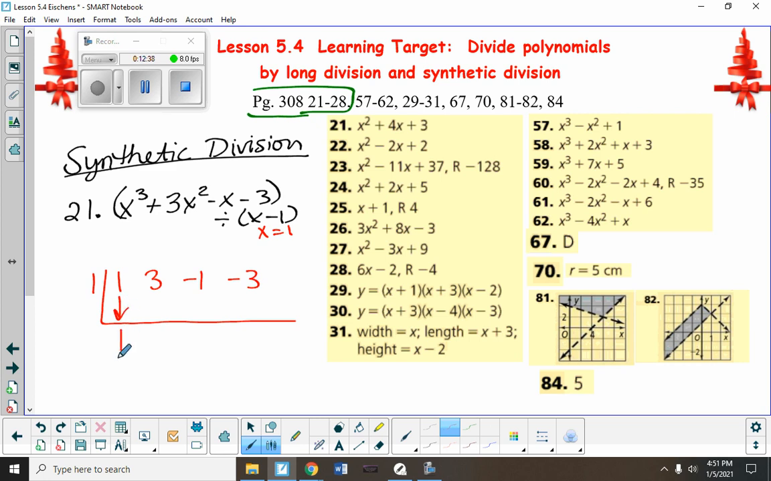So 1, bring it down. So we have 1, add 4. 4 times 1 is 4. And then we have 3. 3 times 1 is 3. And there's a remainder of 0. So that was x to the third. So this would be x squared plus 4x plus 3. And that's our answer. Here are your answers here for you too.